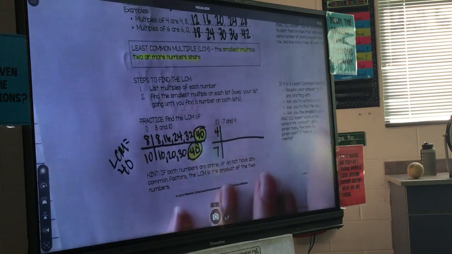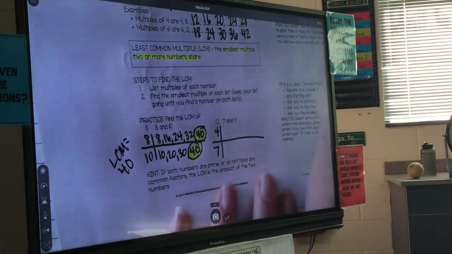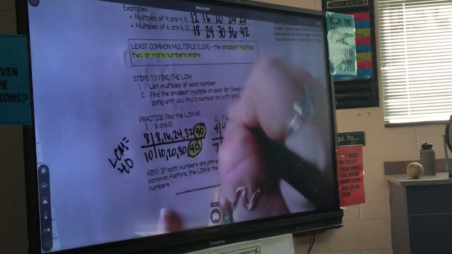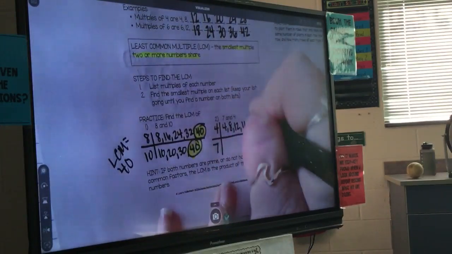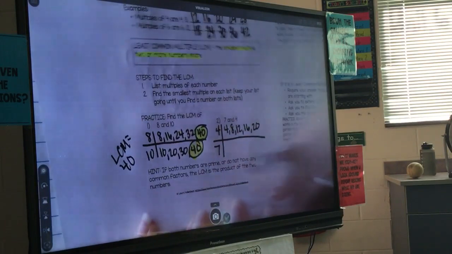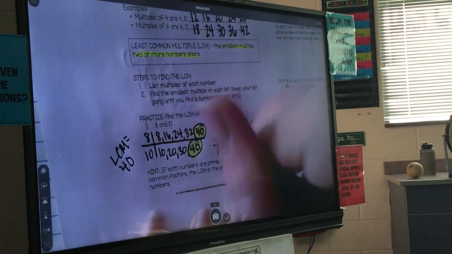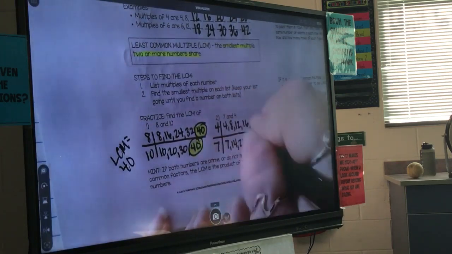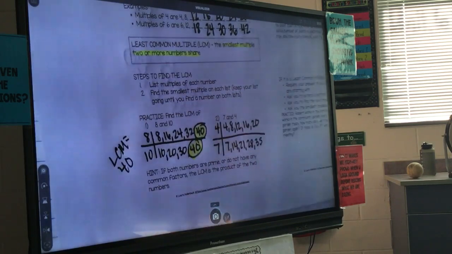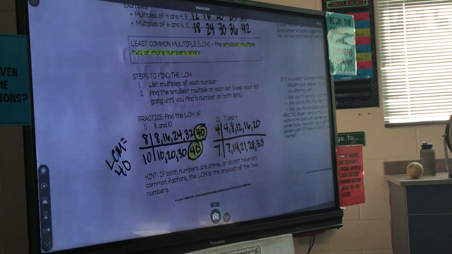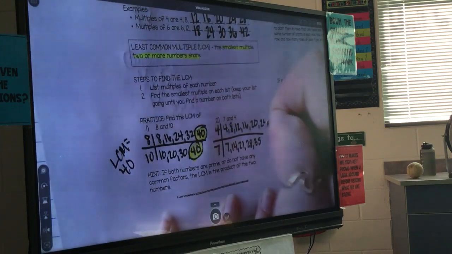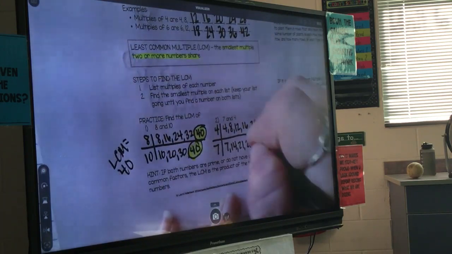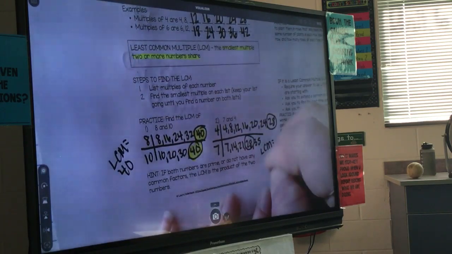All right, someone list the first five multiples of 4 for me. Zachary. 4, 8, 12, 16, 20. Okay. Now someone list the first 5 multiples of 7. BK. 7, 14, 21, 28, 35. Okay, do we have a common multiple yet? No. So I'm going to go back up to 4. I'm going to keep going and see if I come up with something that's down here. Did I? Yes. So my LCM for this one is 28.